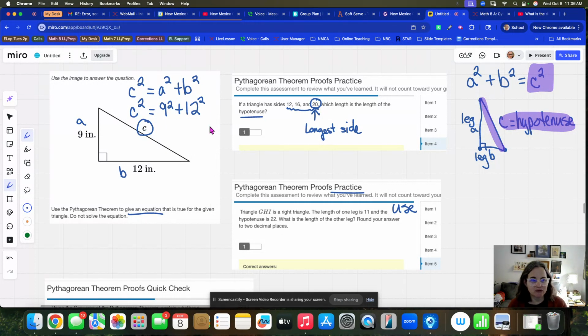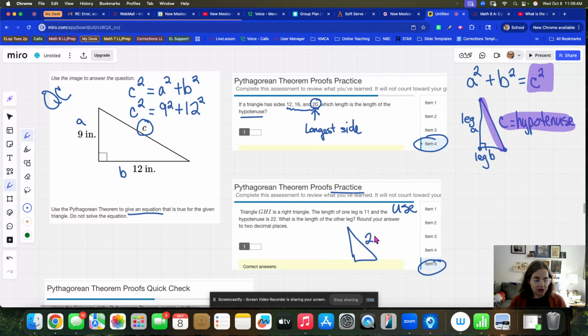We'll have to use some square roots. Let's see, I think I'm going to do that here. So this is item 5 of your practice. This guy was item 4. I'm pretty sure this is a quick check, so take a look for that. I don't know which one it is, unfortunately. Okay, so triangle GHI is a right triangle. The length of one leg is 11, and the hypotenuse is 22. What is the length of the other leg?